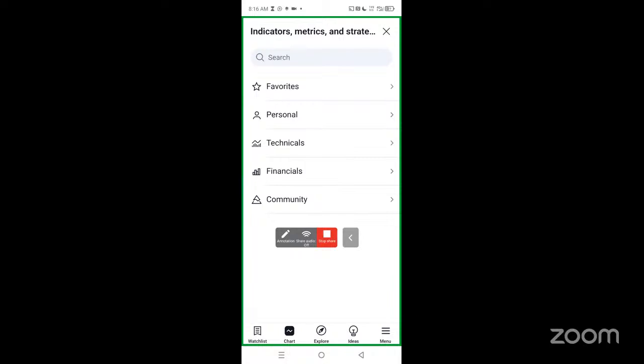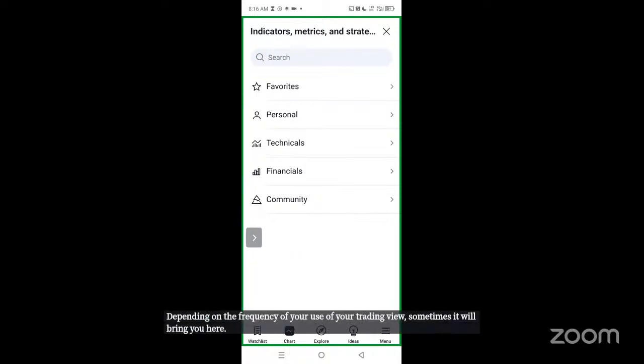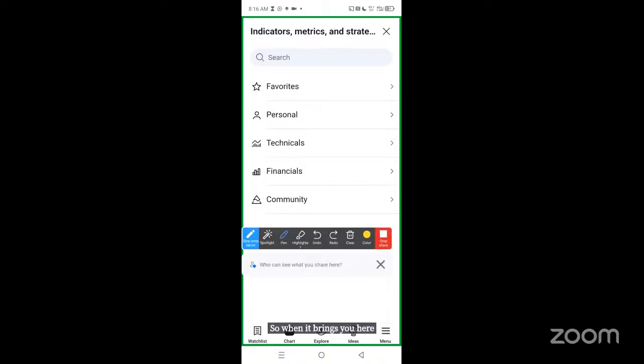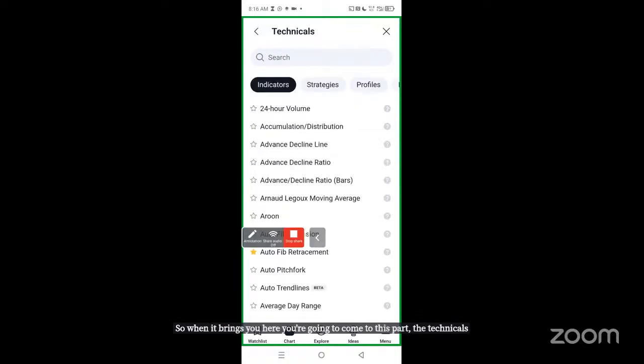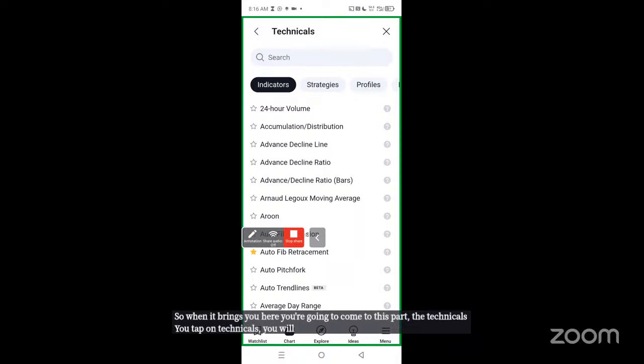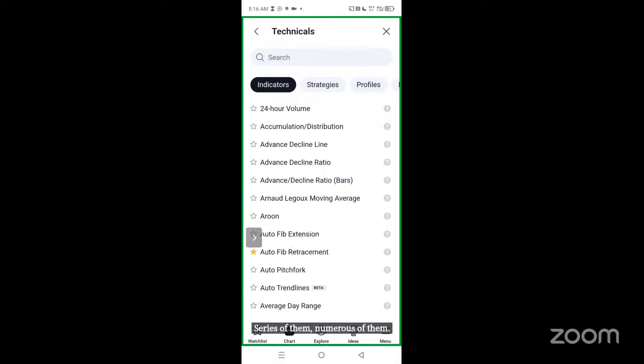Depending on the frequency of your use of TradingView, sometimes it will bring you here. So when it brings you here, you're going to come to this part, the technicals. When you tap on technicals, you will be presented with a series of indicators, numerous of them.